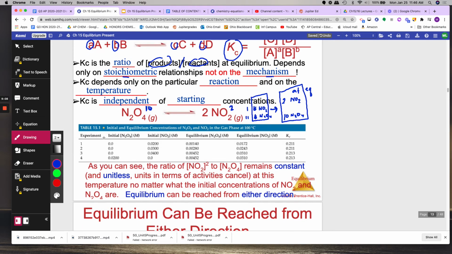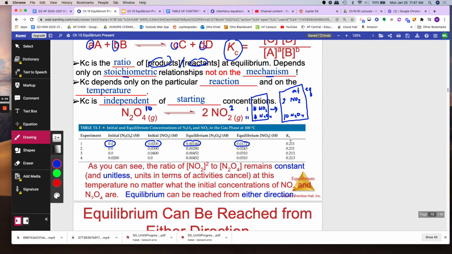I want you to look at this table and analyze what's happening here. Let me just talk about experiment 1. In experiment 1, I started with no N2O4 in my beaker and some NO2. At equilibrium, I end up with this much N2O4 and this much NO2. When I plugged into the equilibrium expression, I got 0.211.